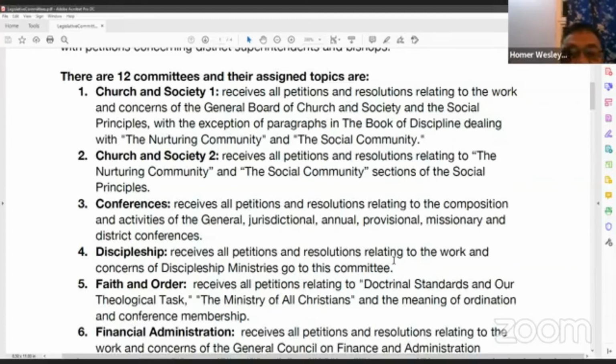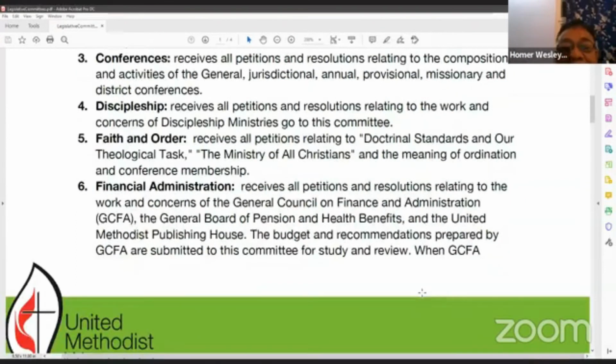And then the sixth is the Financial Administration, which receives all petitions or resolutions relating to, hindi ko mabasa here sa baba. Ayan, relating to the work and concerns of the General Council on Finance and Administration, the General Board of Pension and Health Benefits, and the United Methodist Publishing House. The budget and recommendation prepared by the GCFA are submitted to this committee for study and review. Okay?